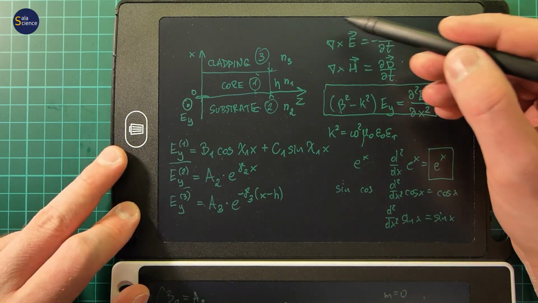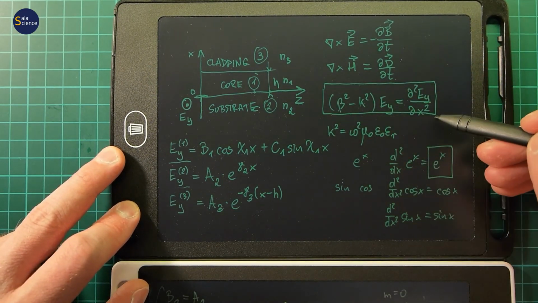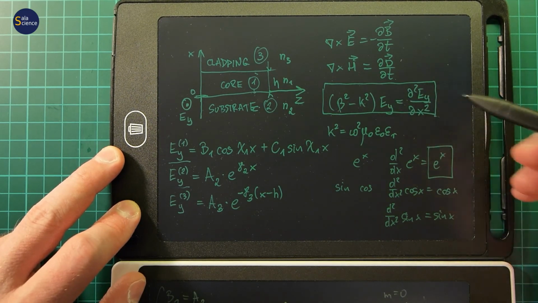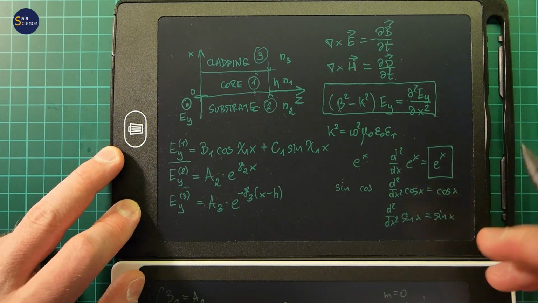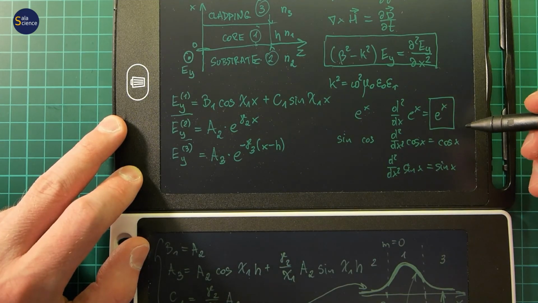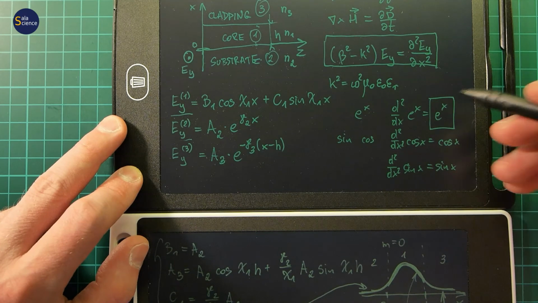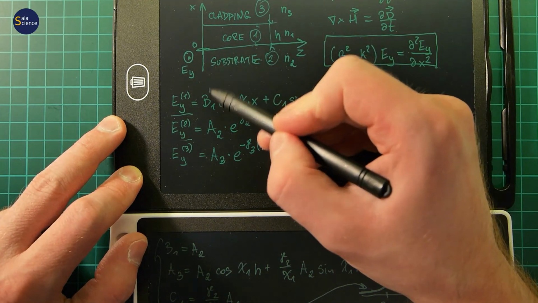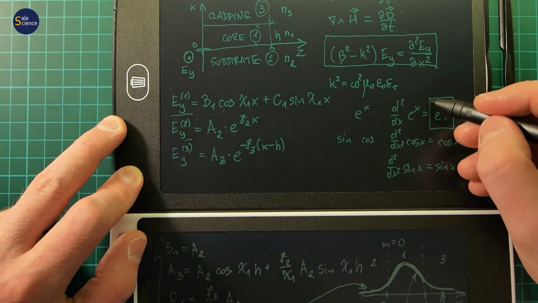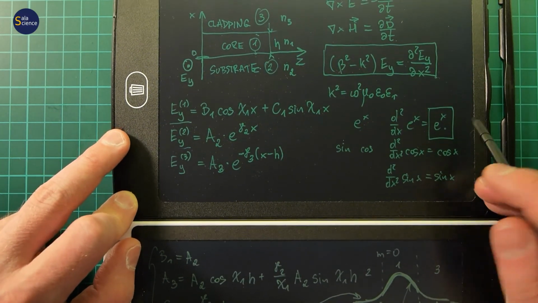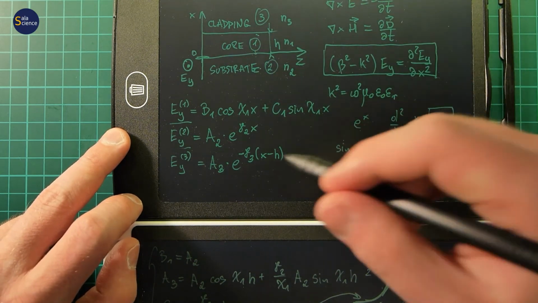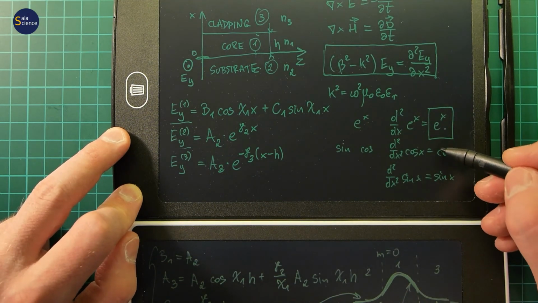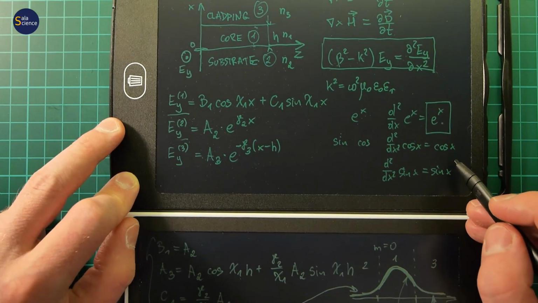So summarizing, from Maxwell equations we obtained an equation for only one component of the electric field, Ey, which is the amplitude of the electric field. Then we assume that the solution of this equation must be an exponential function. We assume that in the substrate and cladding it's a good idea, because the electric field cannot increase when we are getting further from the core. And we assume also that in the core it's a linear combination of cosine and sine functions.